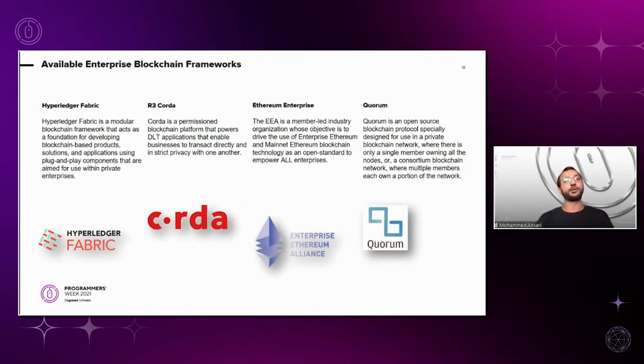One of the most famous is Hyperledger Fabric. And the other one is Coda. There is Ethereum Enterprise, which is again based on Ethereum Classic. And then we have Quorum, which again comes from Ethereum. Now, Hyperledger Fabric is one of the top scorers in this domain because of its modular nature.